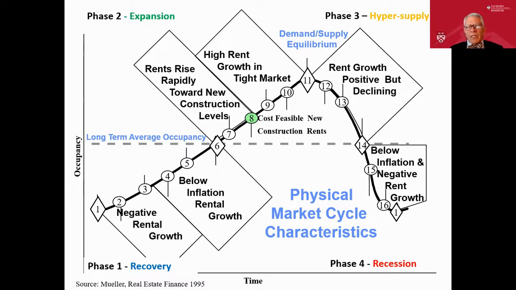So supply is trying to catch up with demand. When supply and demand are growing at the exact same rate, or what your old Econ 101 class calls equilibrium, you get demand and supply growing at the same rate. We're there at the peak at point 11. We've got a high occupancy rate, and if we're lucky, it stays that way for a long time.